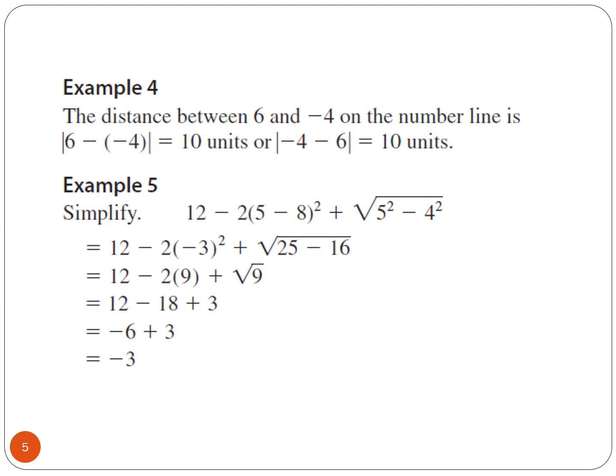-3 squared means -3 times -3. This should equal 9. 25 minus 16 is 9. Then the next step, you apply multiplication. 2 times 9 is -18. The square root of 9 is equal to 3.